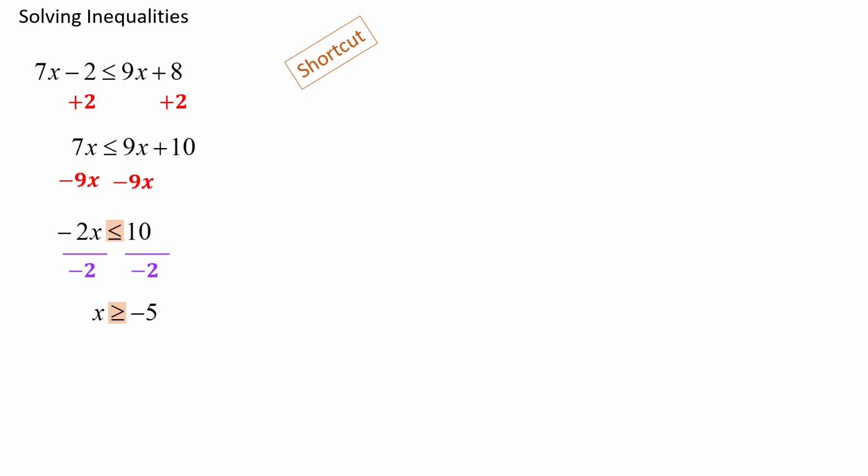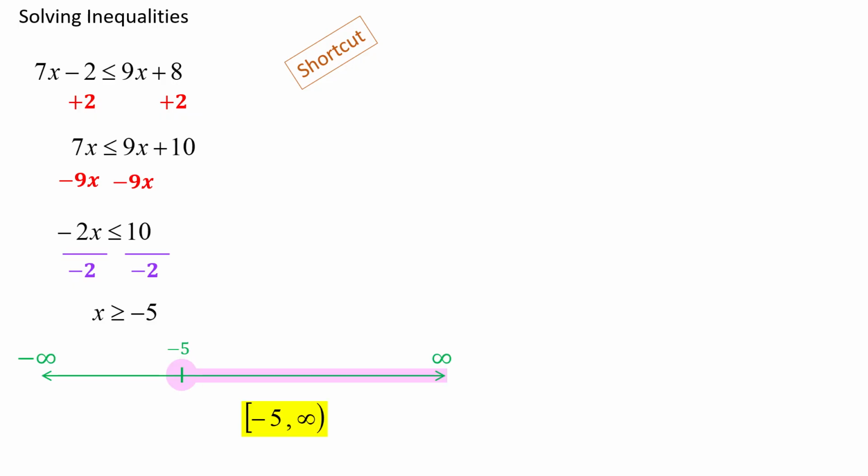Notice here I've changed less than or equal to greater than or equal to. This isn't true always at the division step, only when you're dividing by a negative number. But what this shows us is that x can be any number greater than or equal to negative 5. And on a number line, that's just negative 5 or higher, written this way using interval notation. Cool shortcut.